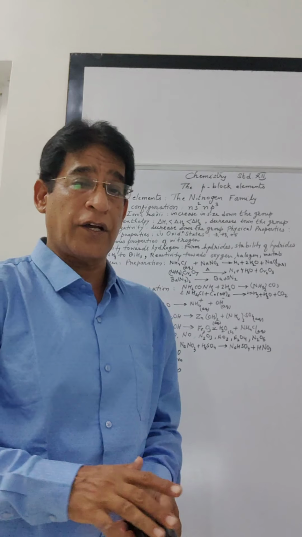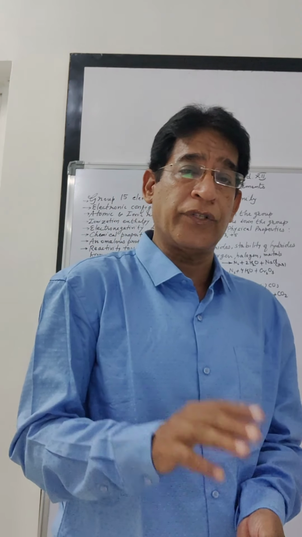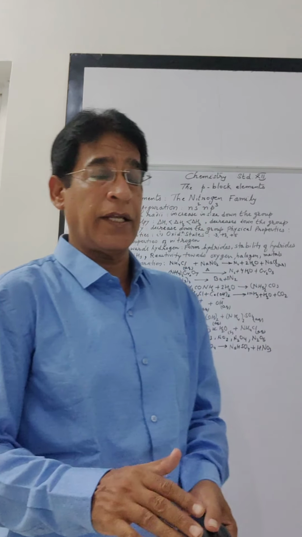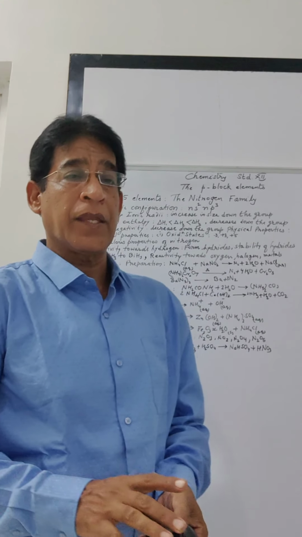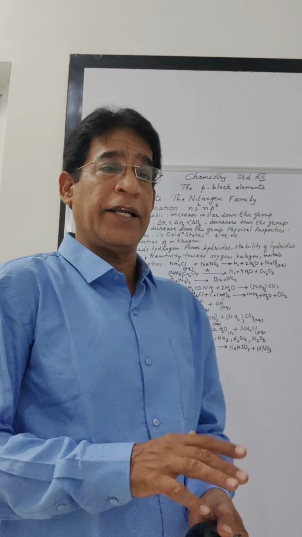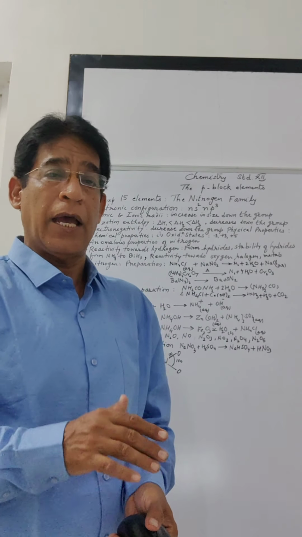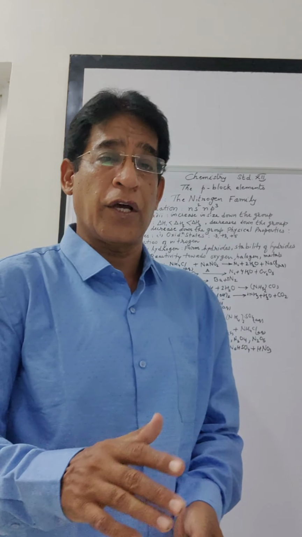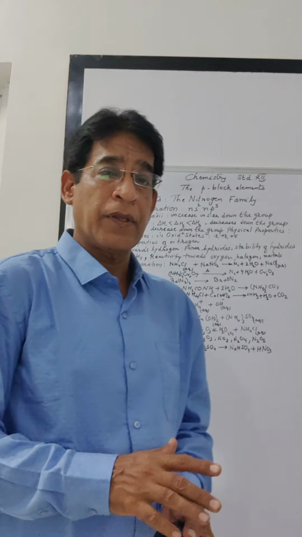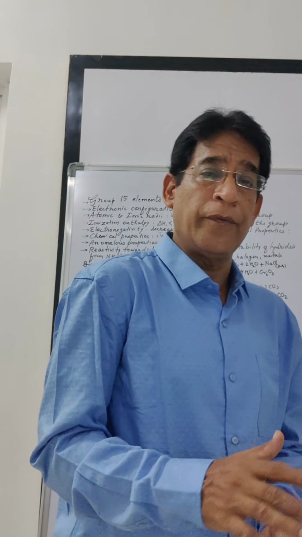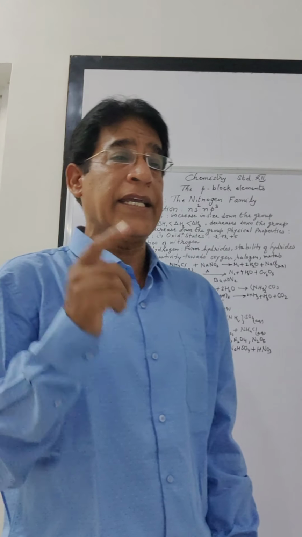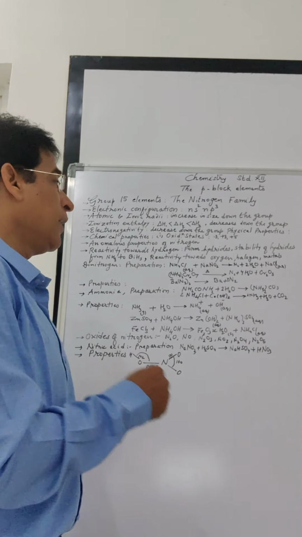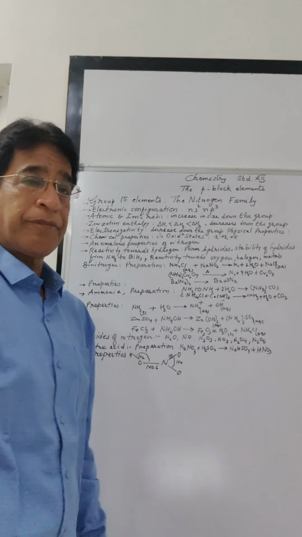The oxides of the type E2O3 of nitrogen and phosphorus are purely acidic. That of arsenic and antimony are amphoteric, and those of bismuth are predominantly basic. Now, reactivity towards halogen.